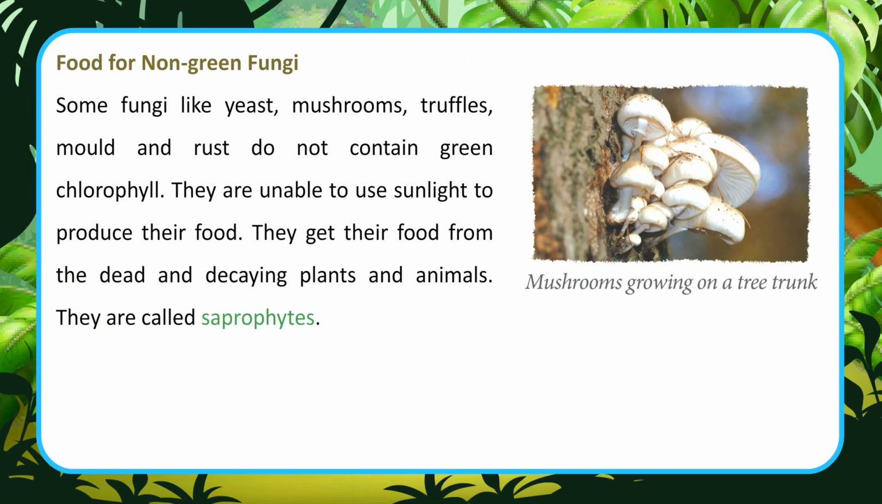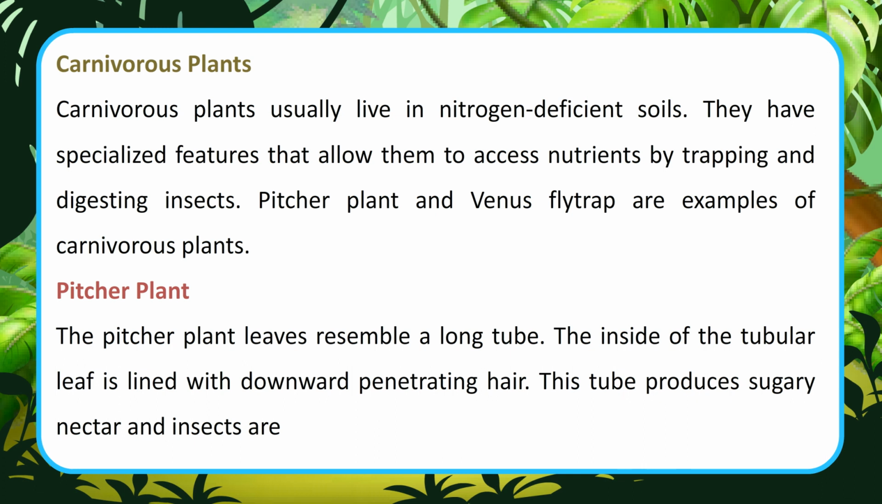Food for non-green fungi. Some fungi like yeast, mushrooms, truffles, mold and rust do not contain green chlorophyll. They are unable to use sunlight to produce their food. They get their food from the dead and decaying plants and animals. They are called saprophytes.